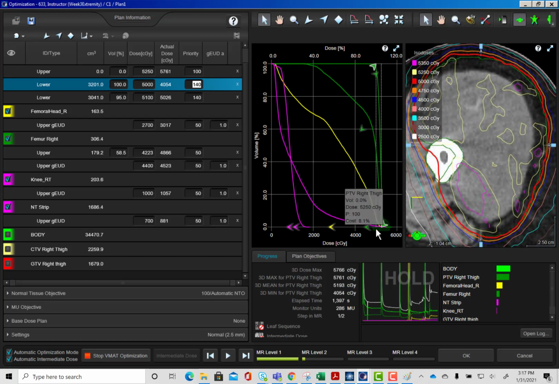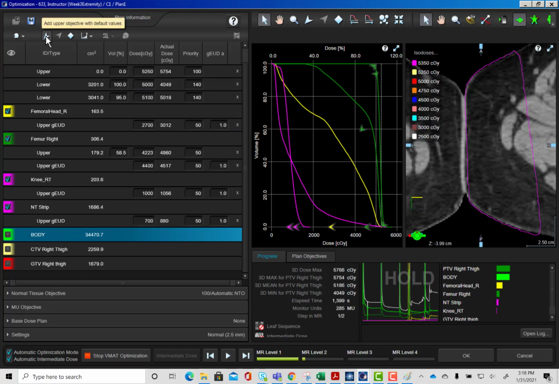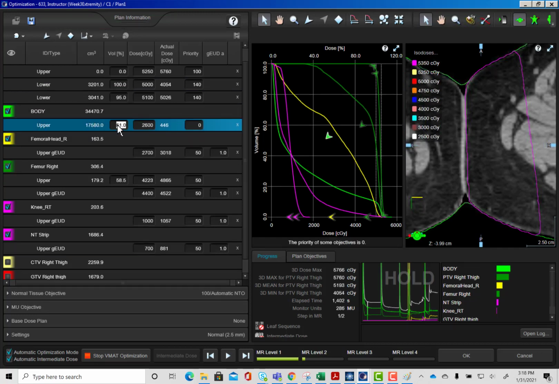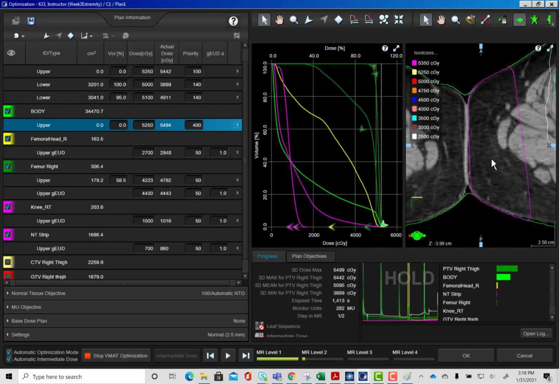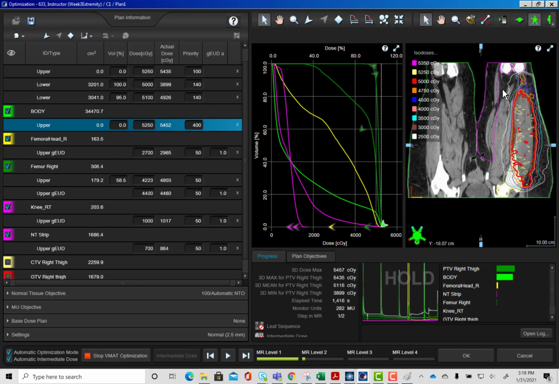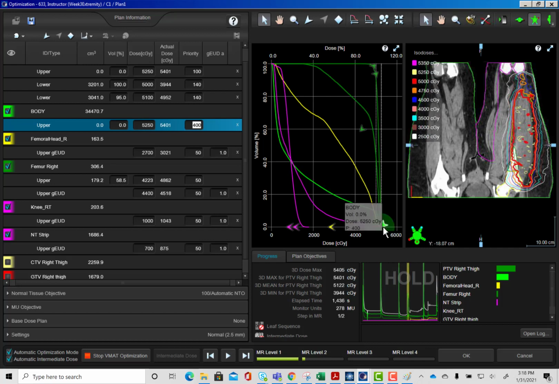And then to deal with this hot spot, I add an upper constraint on my body. So 0% at 105 with a really high priority. So I'm going to put 400 in there. I put 400 if my CTV is average sized or on the smaller side. If it's a huge CTV, like half the body or more, I put 500 there. So just a really high priority, and you can see what it did. Before we had that little tail of some hot spot somewhere, and it almost immediately gets rid of that.